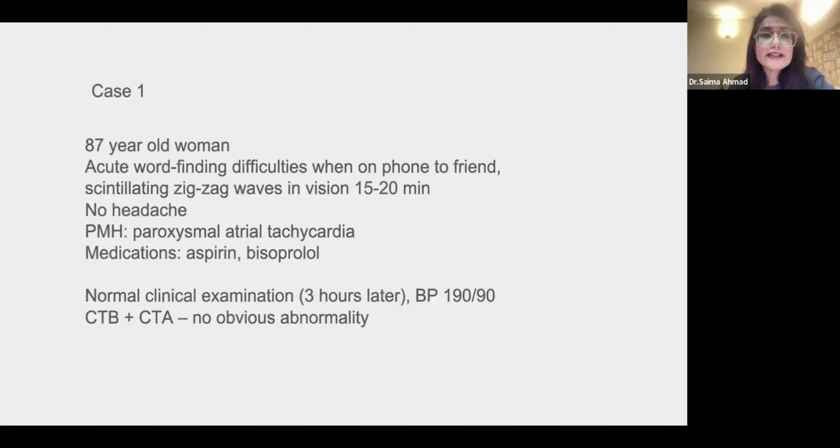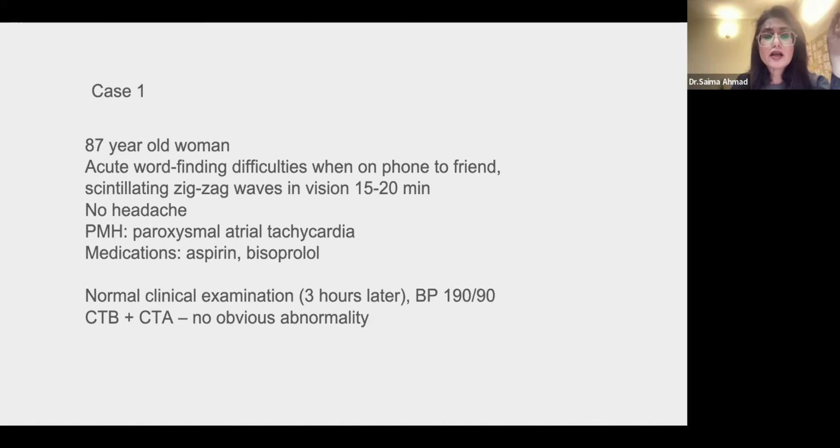The first case is an 87-year-old woman, and she came to the emergency department with some expressive aphasia and also with some visual problem. The important point is that she is a patient of paroxysmal atrial tachycardia, and she has had similar visual episodes once every month for many years. But we admitted the patient because there was a change in pattern, and also because of her age. In the ER, there was a normal clinical examination, only a high blood pressure.